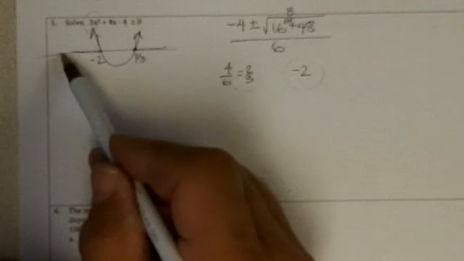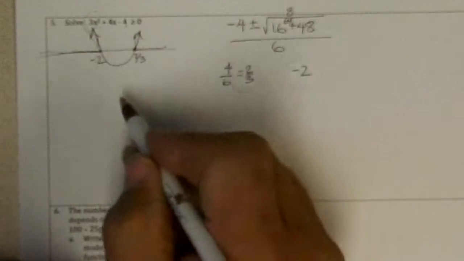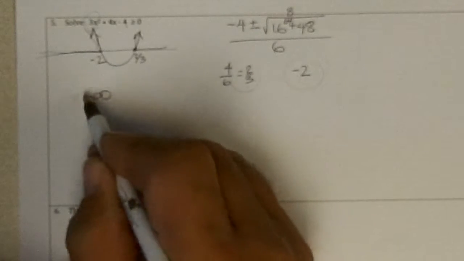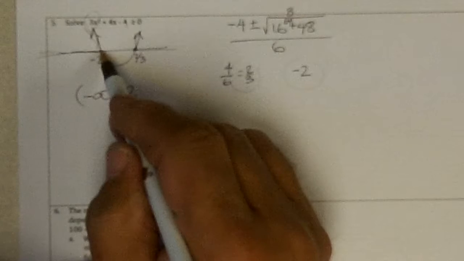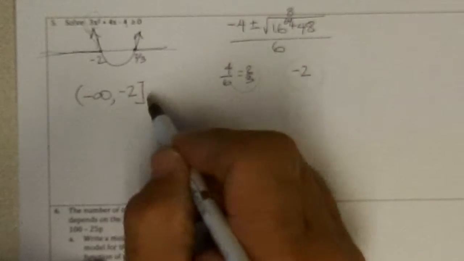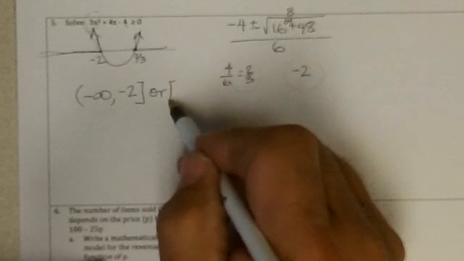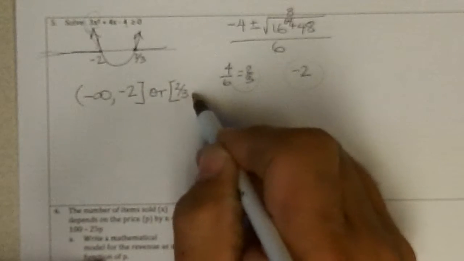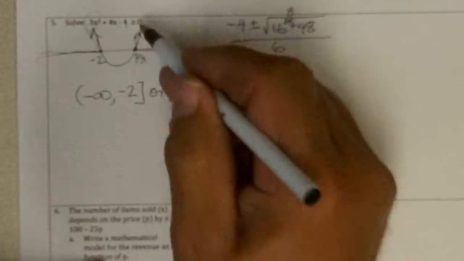So this section, where this is greater than or equal to 0, would be from negative infinity up to negative 2, and including negative 2 because it's equal to 0, or from 2/3 to infinity. This portion is where the parabola is greater than 0.